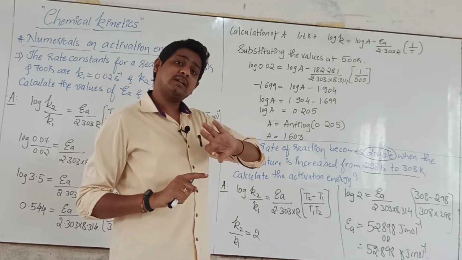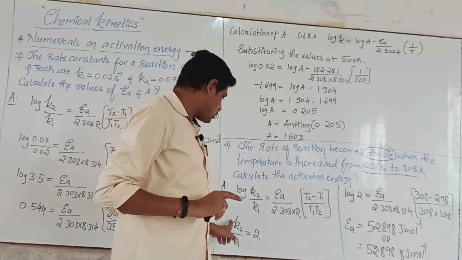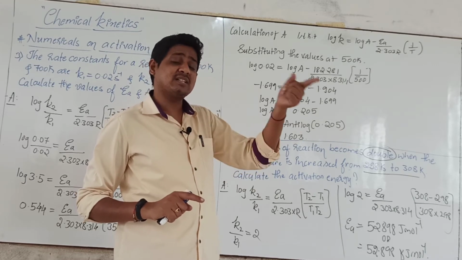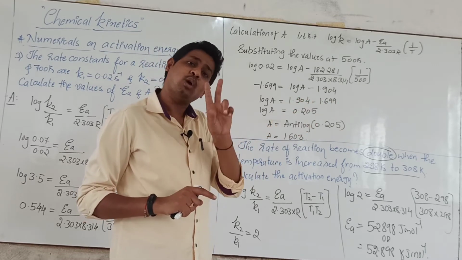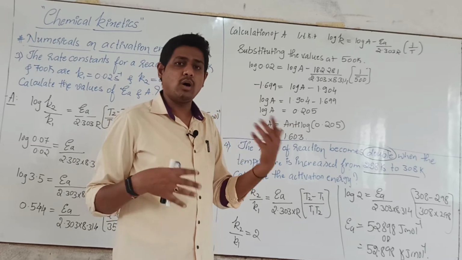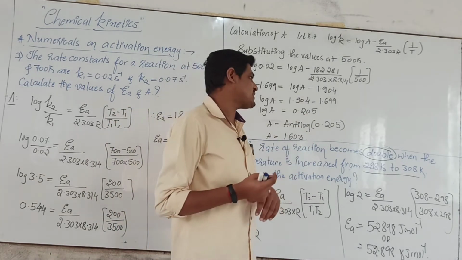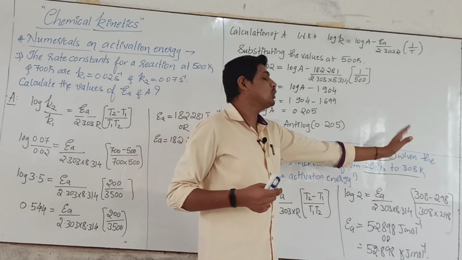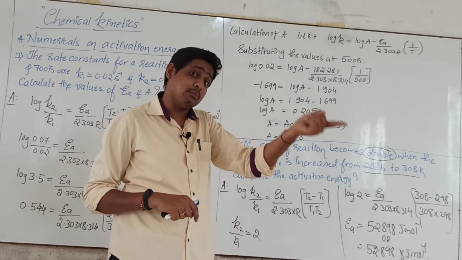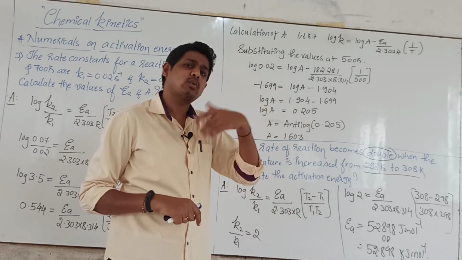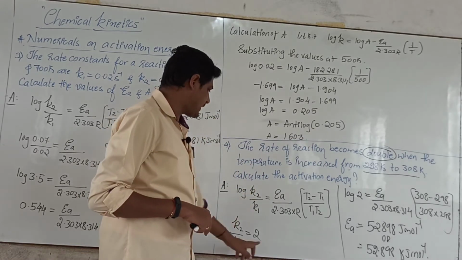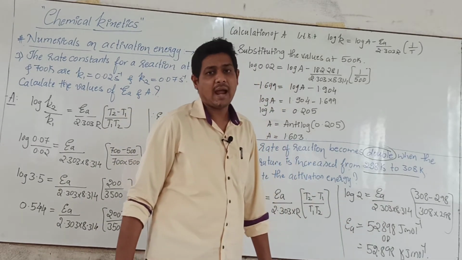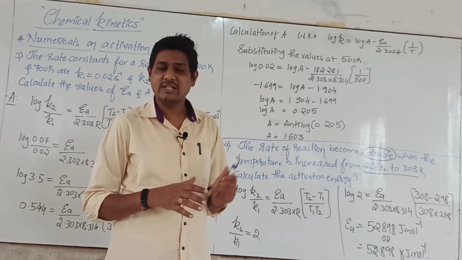Why? When the temperature is increased by 10 degrees Celsius, K2 by K1 is equal to 2, which means the rate becomes 2 times the first reaction. When you increase the temperature by 20 degrees Celsius, the rate will become 4 times. So this you have to remember. Or they might directly mention that the rate of the reaction becomes 4 times when the temperature is increased from 298 Kelvin to 318 Kelvin, which means the temperature is increased by 20 degrees Celsius or 20 Kelvin. Therefore, the K2 by K1 value will become 4. Then you have to substitute the values here and calculate the activation energy of that reaction.